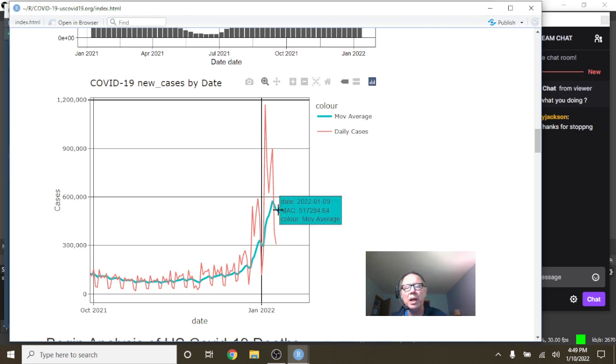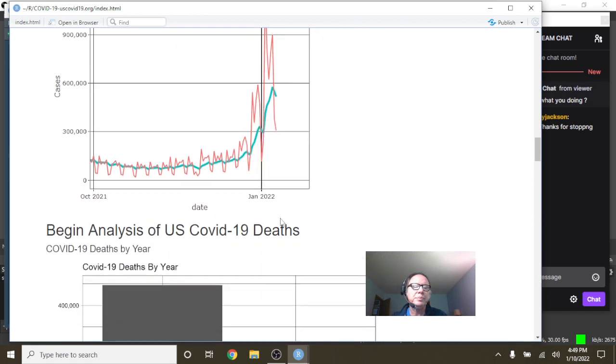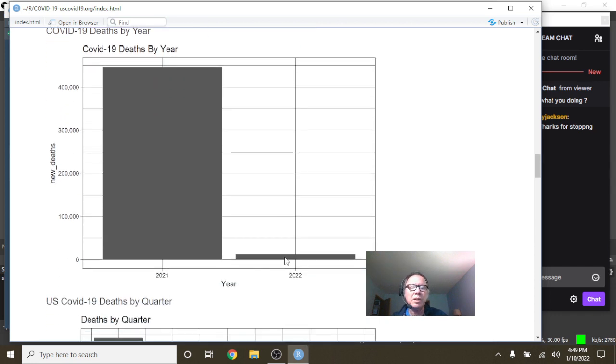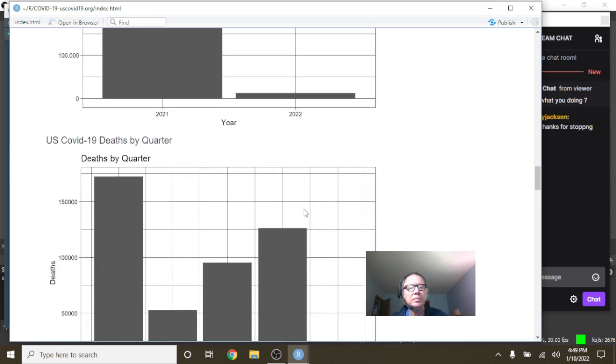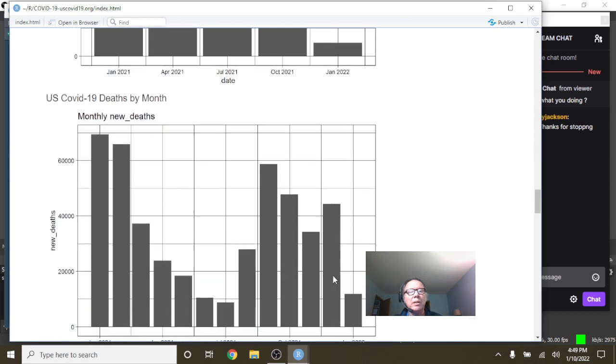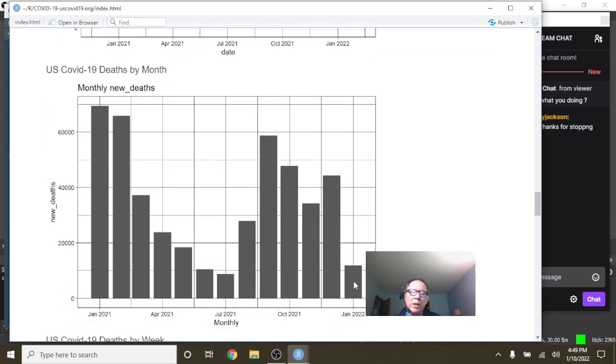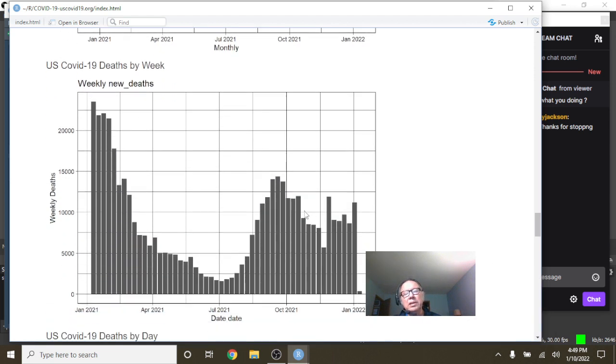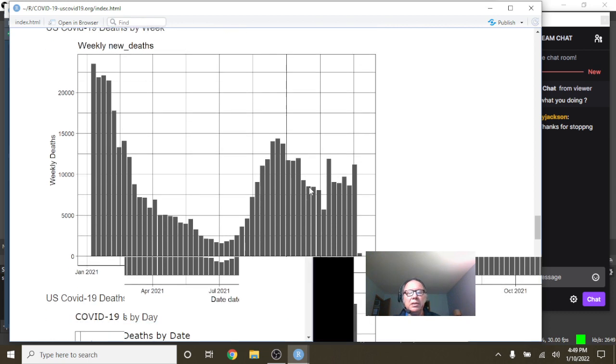Because you can see as of January 9th, we were averaging 517,294, okay? What about deaths? Deaths are looking pretty low right here, okay? Okay, and this is quarters. So you can see that the numbers for the deaths for the first quarter are looking pretty good, okay? What about monthly deaths? Well, again, you can see January's deaths are probably gonna finish below these numbers right here, I'm guessing, okay? What about the weekly deaths? Again, you can see we don't have this big spike in deaths as we had in cases, all right?